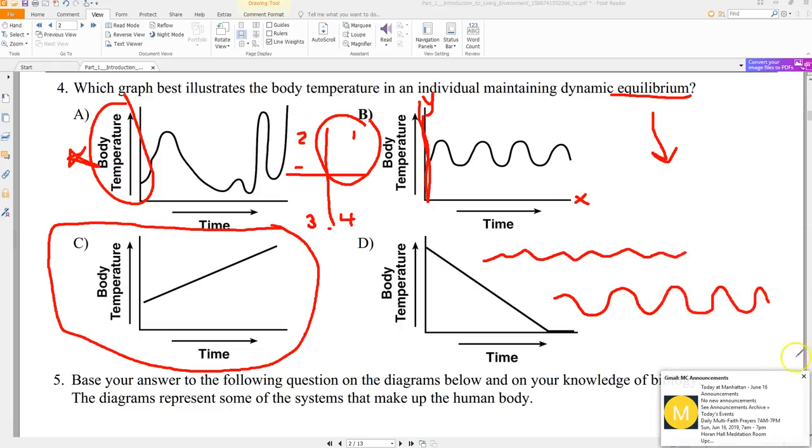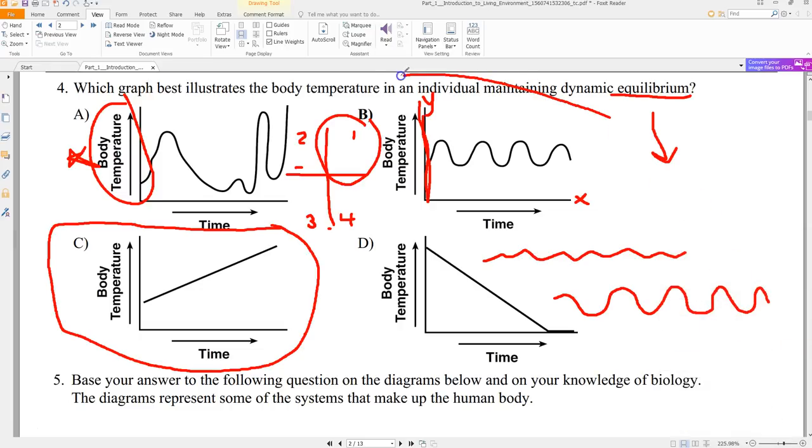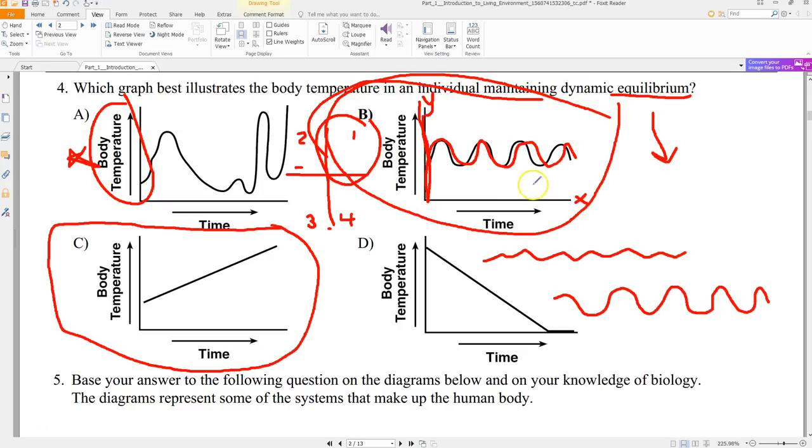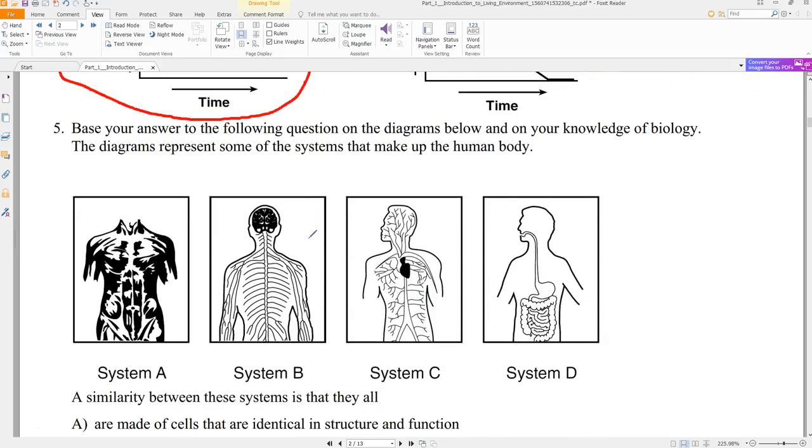Equilibrium is this graph right here. This is keeping a steady homeostasis situation. This is the best answer, B, homeostasis. Your body temperature can go up and down, up and down, up and down, but it needs to be at equilibrium.